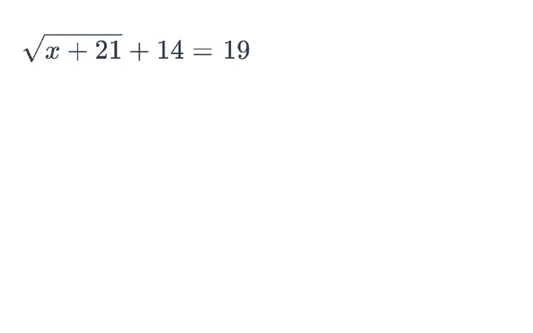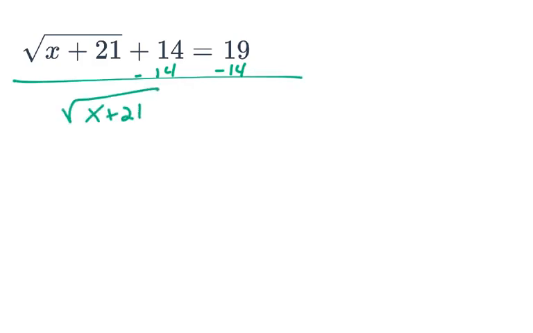First of all, I'm going to isolate the radicand. So I'm going to subtract 14 from both sides. Bring down what's left: the square root of x plus 21 equals 5. Then I square both sides because I need to get rid of that radical. I'm left with the radicand. If I'm going too fast for you, you can pause this video and back up.